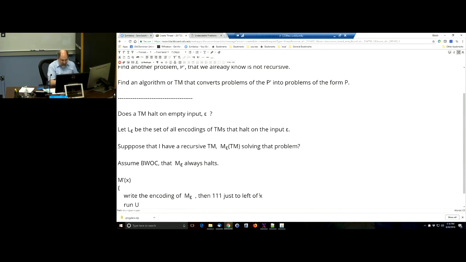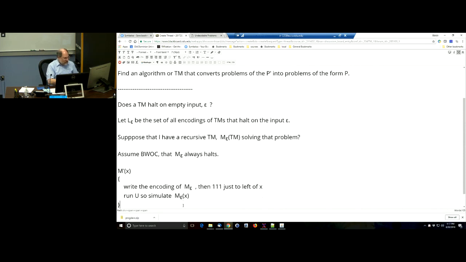So let's go ahead and run the universal Turing machine U to simulate the machine m sub epsilon on x. Now, if m sub epsilon always halts on all of its inputs, which we've assumed, right? That's our assumption for this proof. If that always halts, then presumably the simulator is going to always halt as well. So we can trust that that's actually going to halt. And when it halts, it will either accept or not accept. And it will accept if, in fact, X is the description of a Turing machine that halts on empty input, because that's what m sub epsilon does.